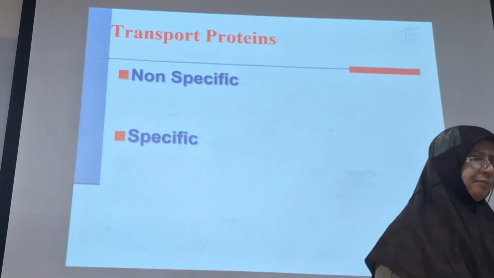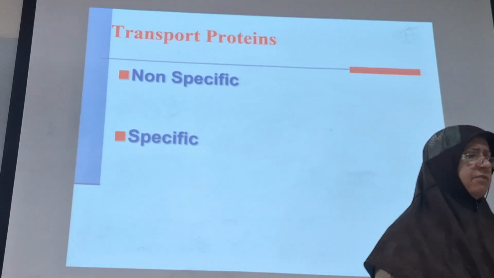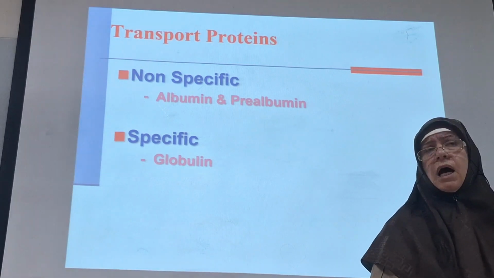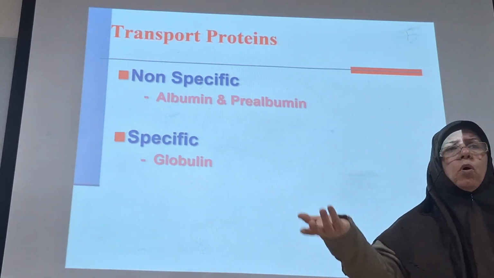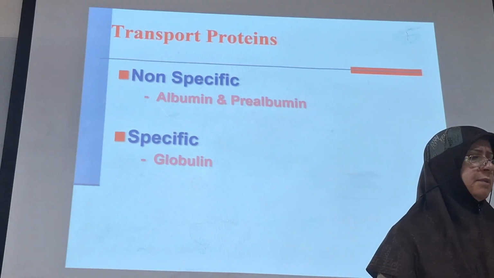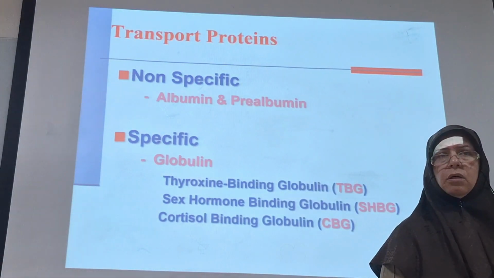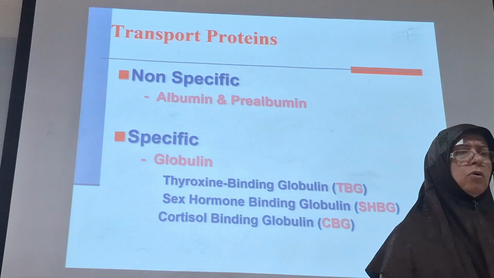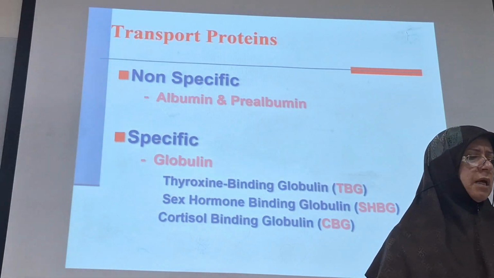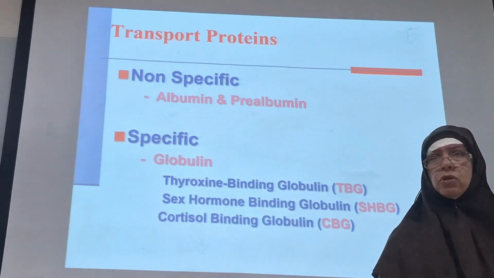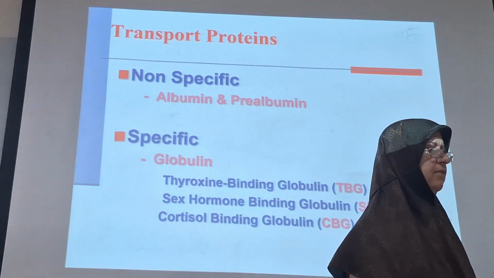Transport proteins are non-specific or specific. Non-specific, for example, albumin. Albumin binds to many hormones. And specific, globulin. For example, TBG, thyroxine binding globulin, only binds to thyroxine. SHBG binds to sex hormone, CBG binds to cortisol, and these are specific.